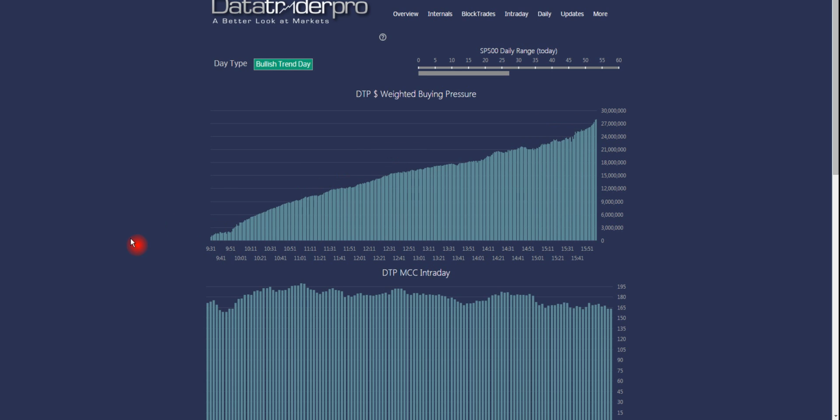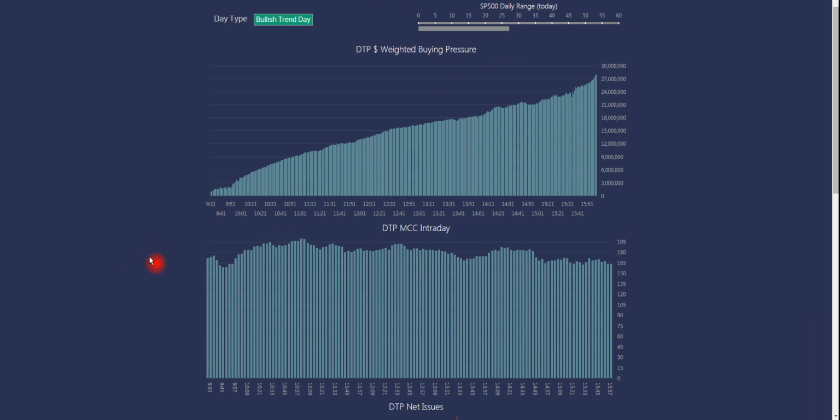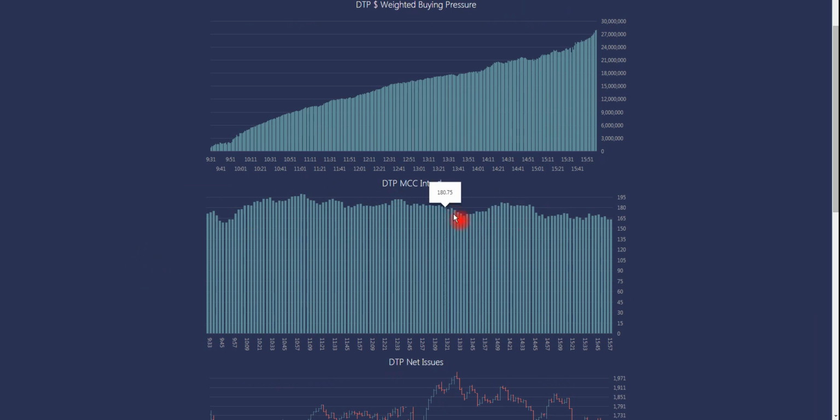So we stayed long until late in the day and started to get out of some of the positions, but still long XIV from a couple of days ago. The DTP MCC is our version of the McClellan. It's an intraday version of the McClellan oscillator. It's a slightly different measurement. Measures both NASDAQ and NYSE. It's a little faster moving. It was basically within a short range. It was very bullish all day.